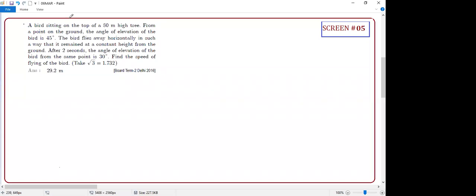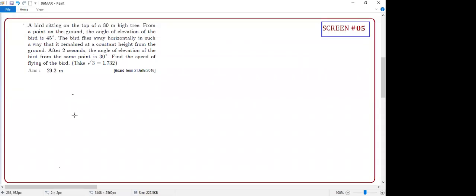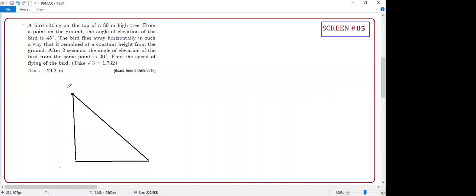A bird is sitting on the top of an 80-meter high tree. From a point on the ground, the angle of elevation, see here. Now from here, I'm looking at that bird. So this is the ground. This angle of... where is that bird? It's here. Maybe a cuckoo bird or whatever you will call it.